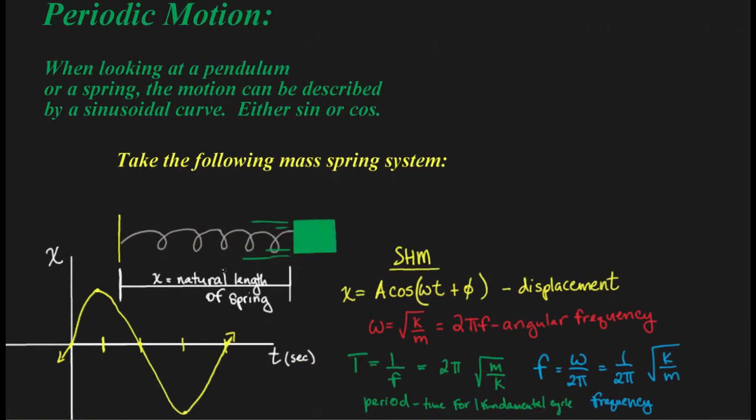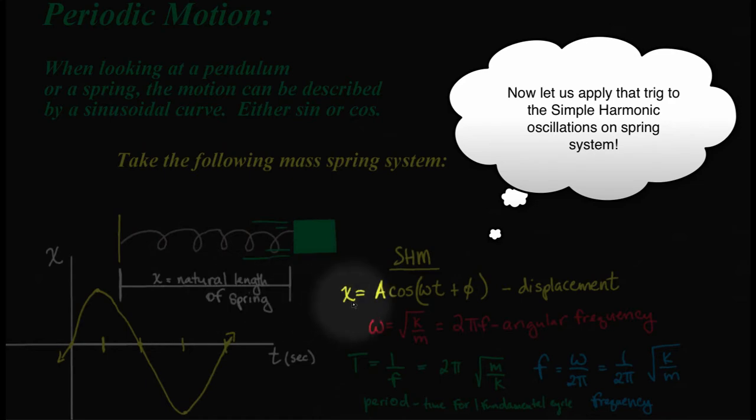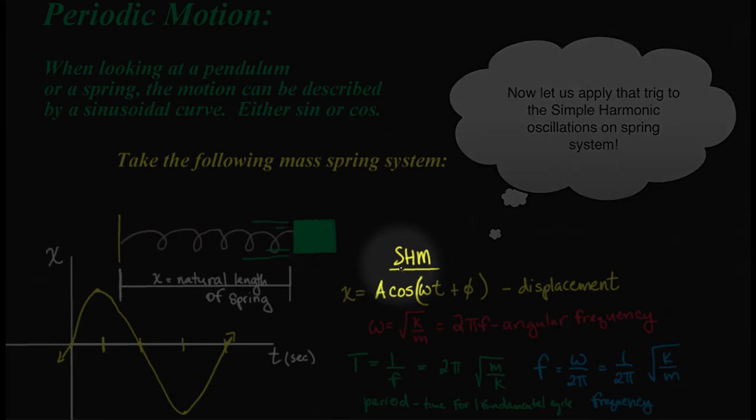Now when we look at the trig in terms of displacement of the spring, we look at the displacement formula as a cosine function. What we saw before was just a general trigonometric review. Here, this is more specific to our spring system or anything that undergoes simple harmonic motion.